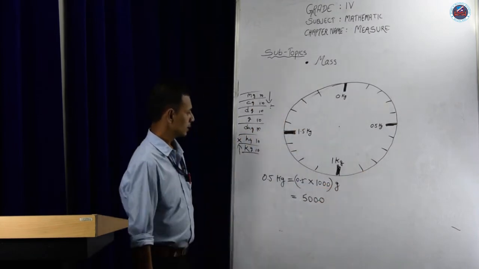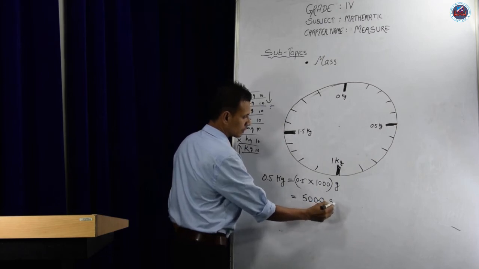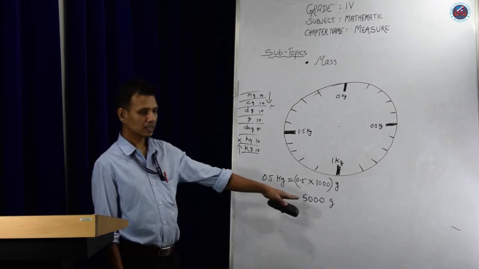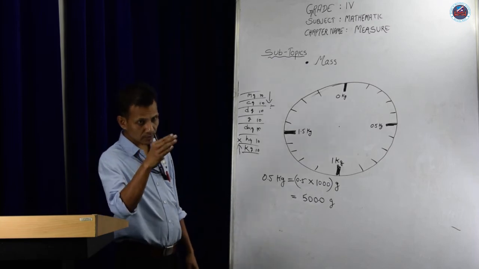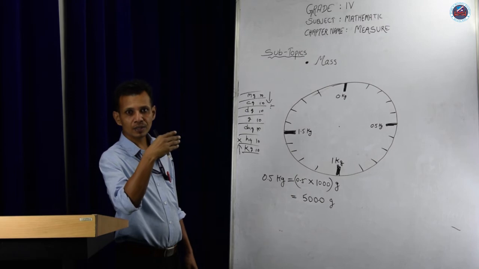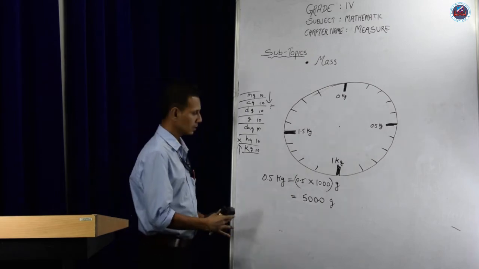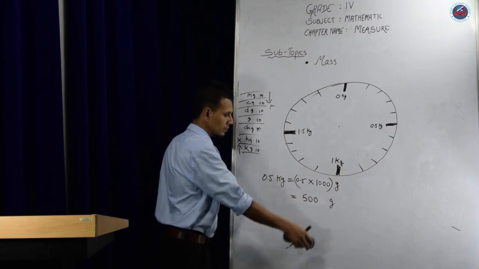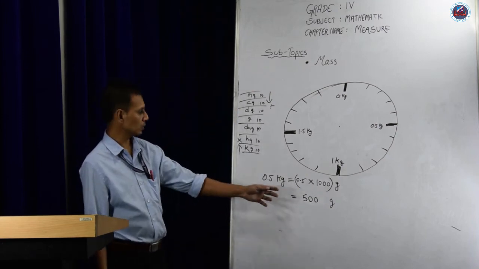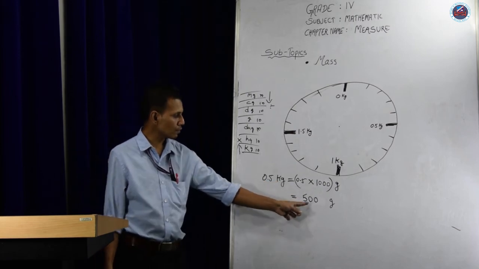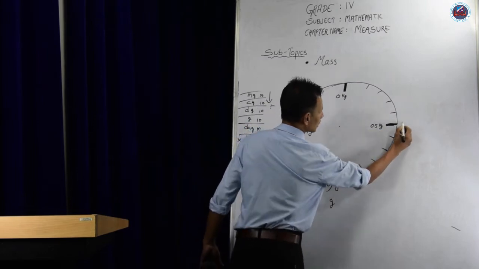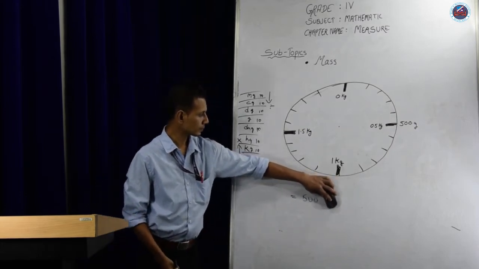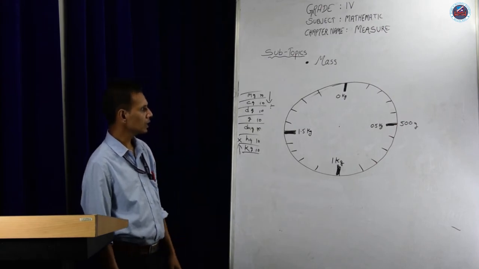Now, what number is this? Is it 5000? I don't think so. And remember one thing, children: after the decimal, if there is zero, ignore it. Since after the decimal there is zero, we usually do not show that. What happened? 500 grams. That means 0.5 kg is 500 grams. 0.5 kg is 500 gram. I changed it into gram.